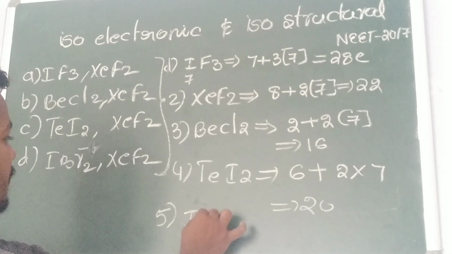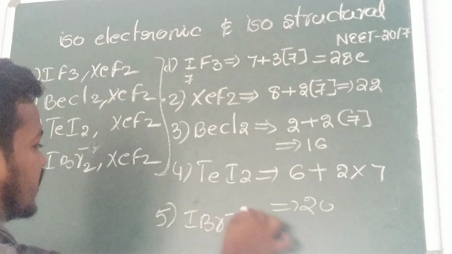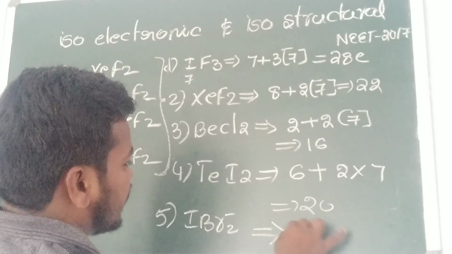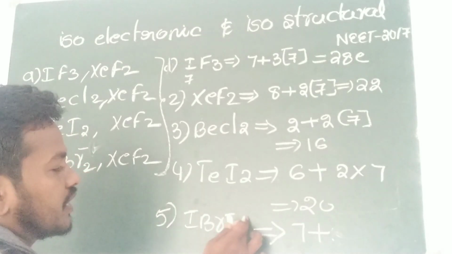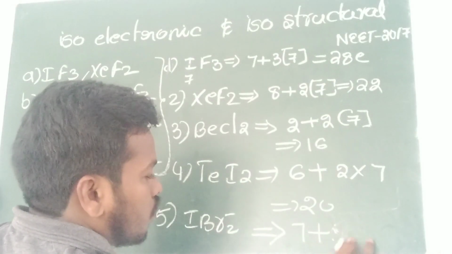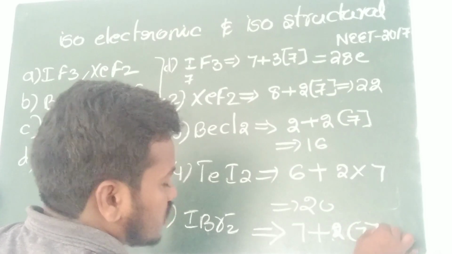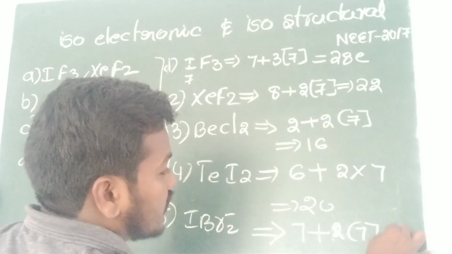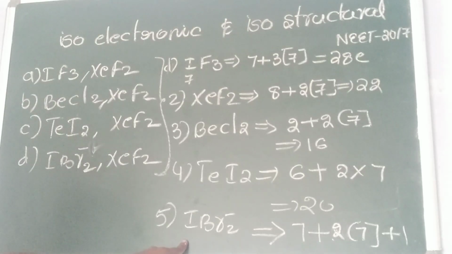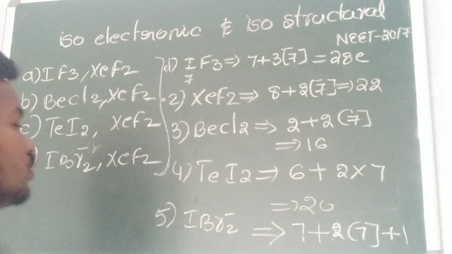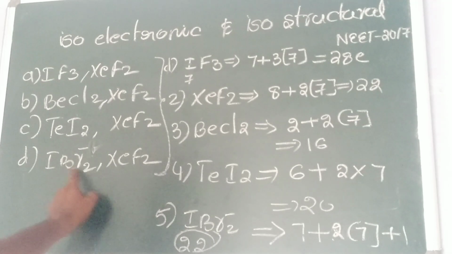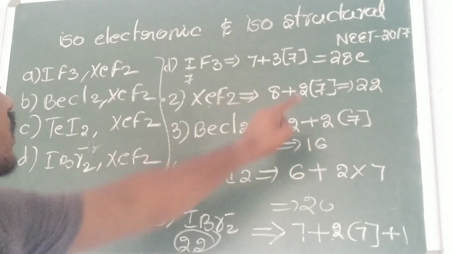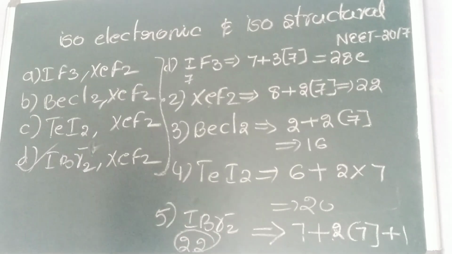Next is IBr2 minus. Iodine has 7 valence electrons, bromine has 7 valence electrons, and 2 bromines are present along with 1 negative charge. We have to add the 1 negative charge to the valence electron count. In total, if you count, you will get 22 electrons. So IBr2 minus has 22 electrons. XeF2 we already calculated also has 22 electrons. So option D is correct. NEET 2017 asked this question.